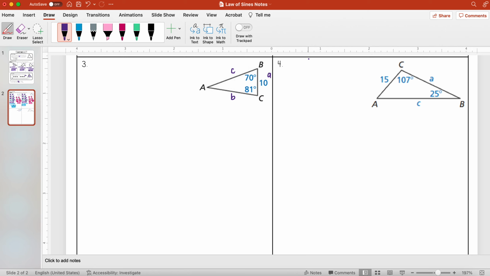For these types of problems, I would always start with just finding your missing angle measure, because that one's going to be the easiest one. Since I am given two of the angle measures already, I know that measure of angle A is just going to equal 180 minus those two angle measures. So measure of angle A is equal to 180 minus 70 minus 81, which is equal to 29 degrees.